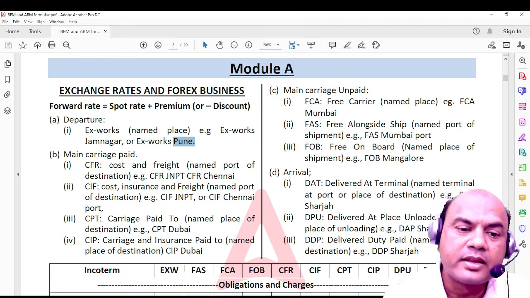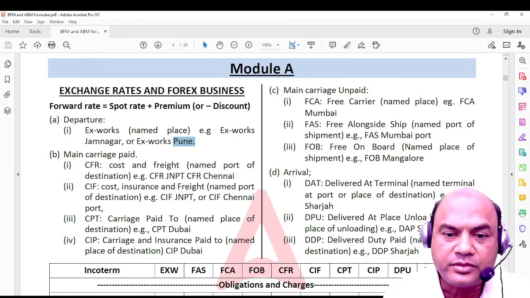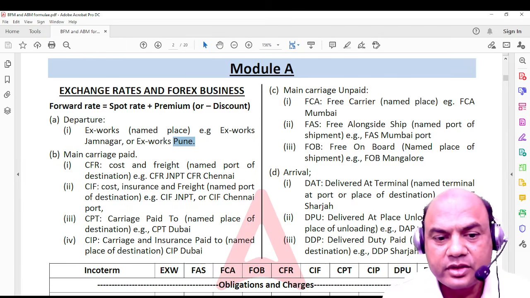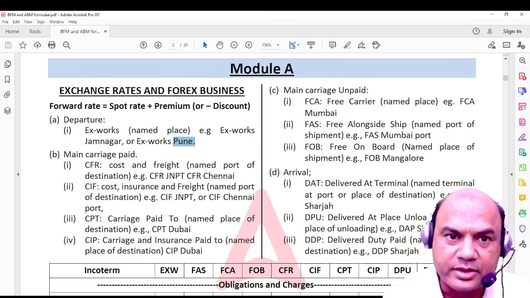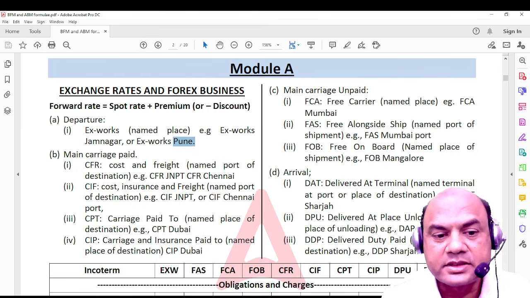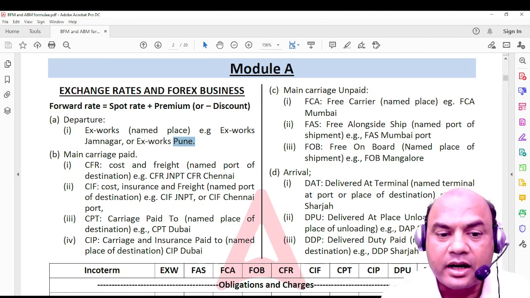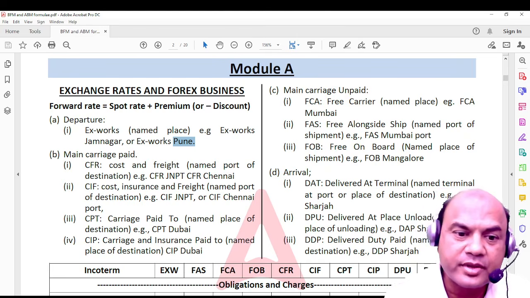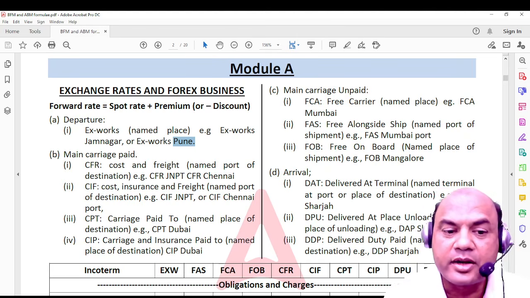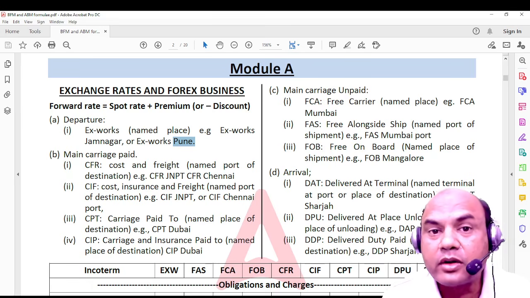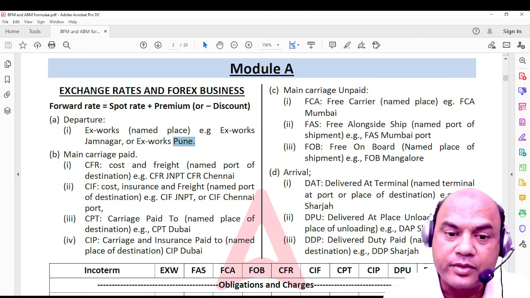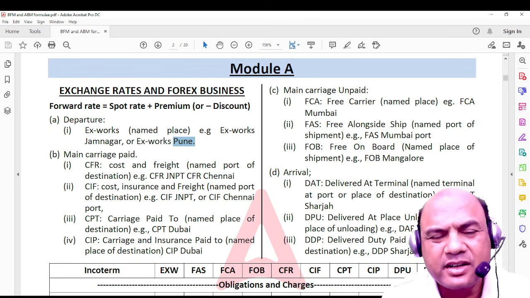Then second is CFR. Cost and freight. So here cost means manufacturing cost plus freight. Freight means up to the named port of destination. It can be written like this: CFR Chennai port, CFR Kandla port. So cost and freight means you cover the cost as well as the freight. Freight means the logistics cost of that ship. That is freight. The ticket, you can call it simply, the ticket of that ship.